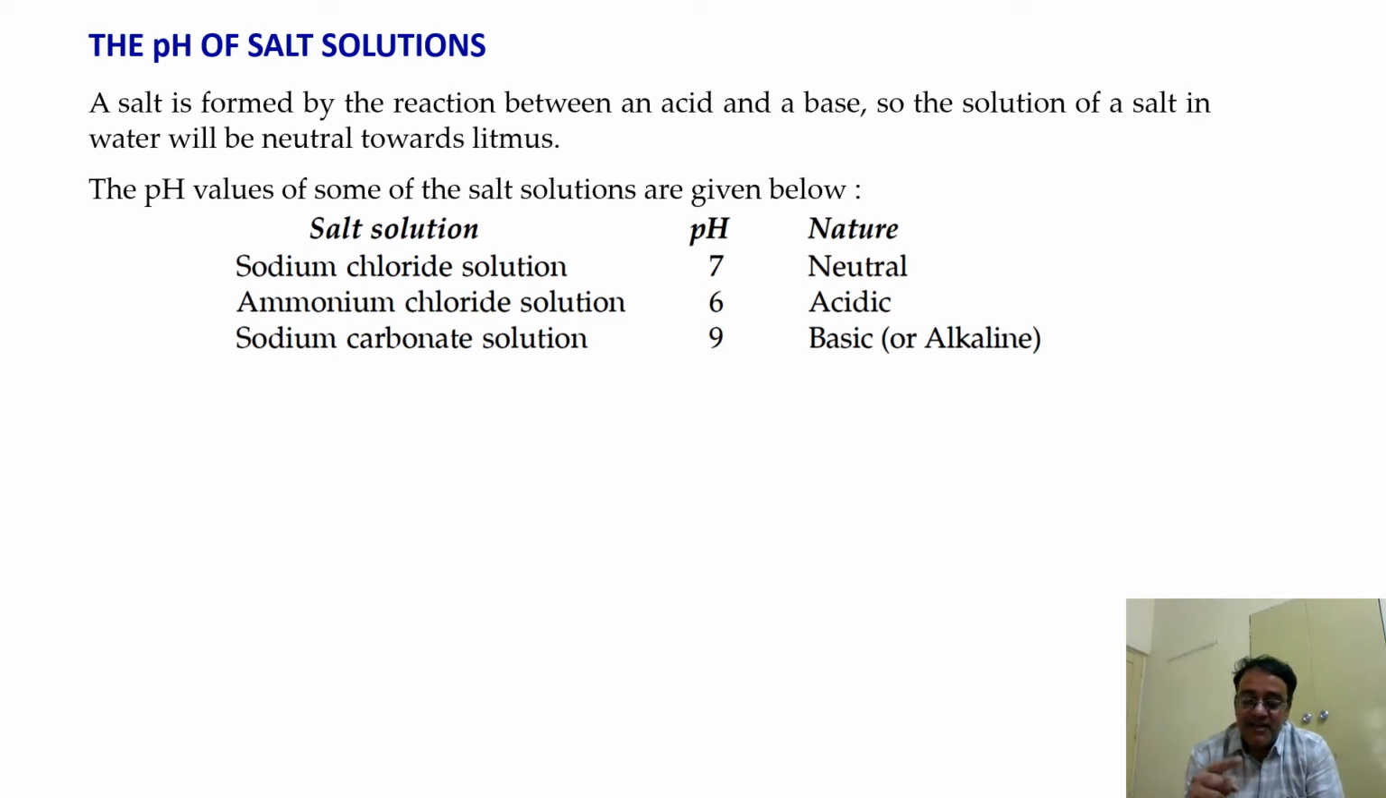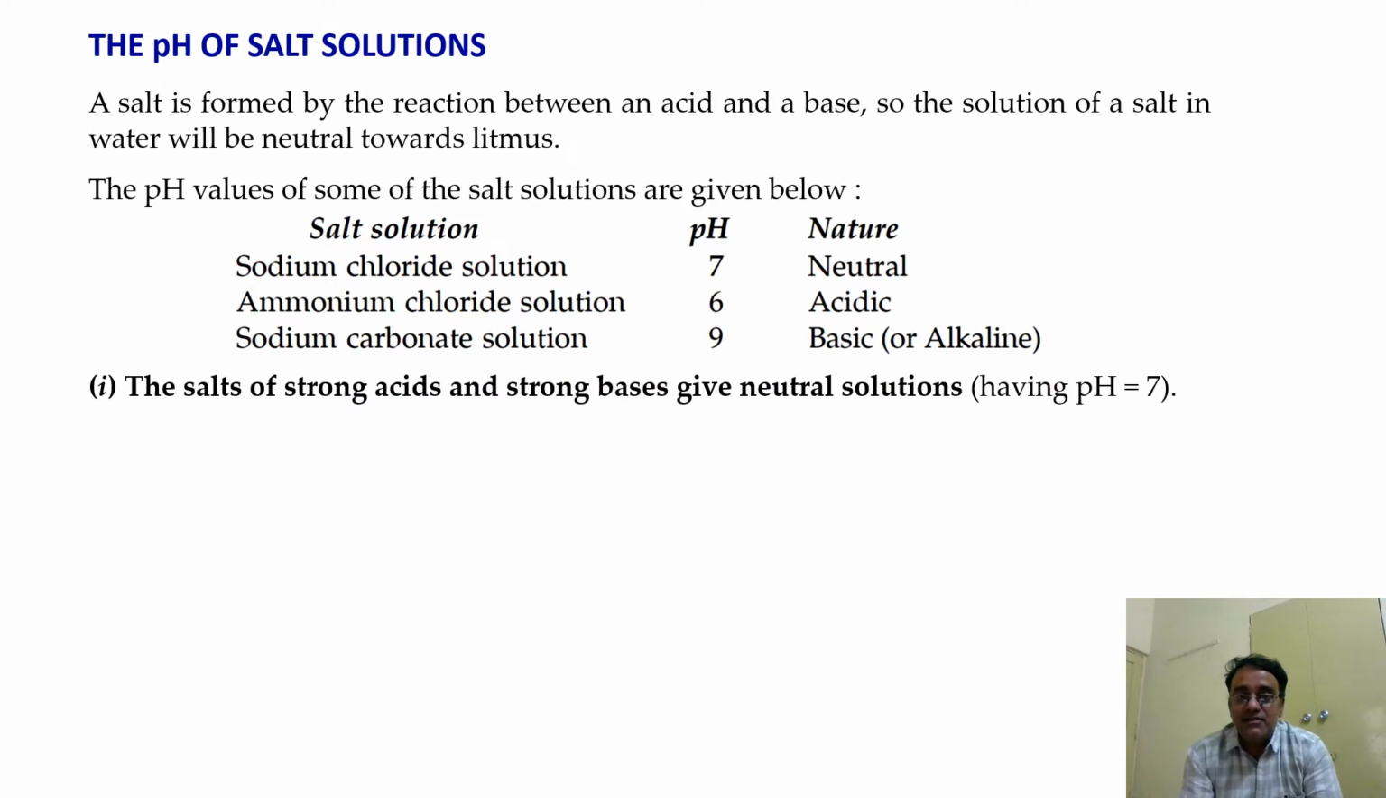So the acidic nature and basic nature of some salt solutions can be explained on the basis of hydrolysis of salts. Okay, and hydrolysis means splitting up of a compound by the action of water, right? So let us see one by one. First one, the salts of strong acids and strong bases give neutral solution. So whenever the salt is formed from a strong acid and a strong base, then we get a neutral solution, that is having pH equal to 7.